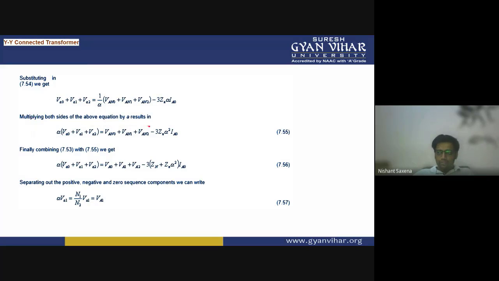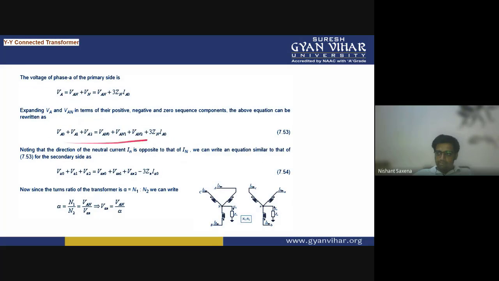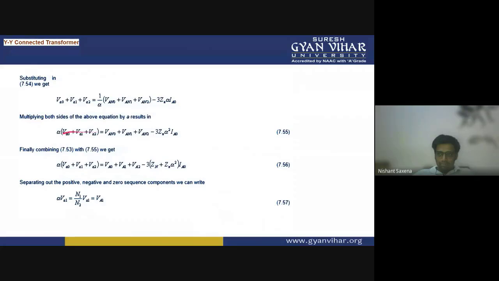Now, if you multiply both sides of our quantity, it will be alpha into this plus alpha square would come over here. And finally, combining this equation with the primary side equation, I will get that alpha times the sum of the positive, negative, and zero sequence components for phase A will be equal to the sum of the positive, negative, zero sequence components for the secondary side for phase A minus 3Zn plus Zn alpha square into I0.